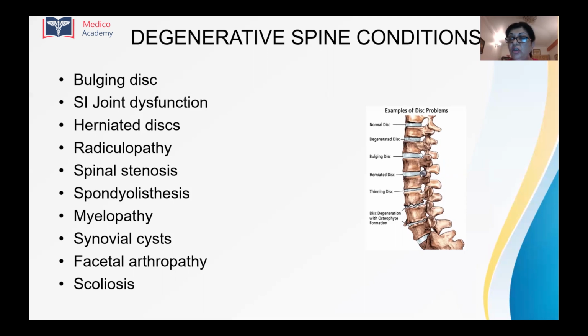Herniated disc, also called a slipped disc, is similar to a bulging disc, but in addition to the disc protruding, the soft inside of the disc breaks through the outer covering and it can compress the nerves, resulting in pain, numbness, tingling, and weakness of the arm or the legs. Radiculopathy occurs when the nerve in the spine is compressed and nerve inflammation occurs.